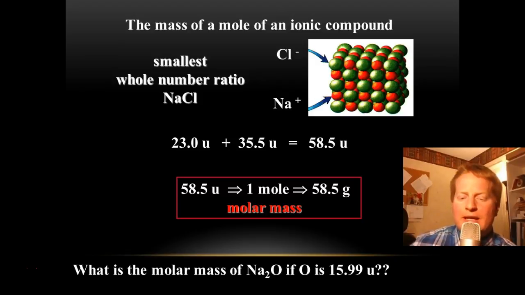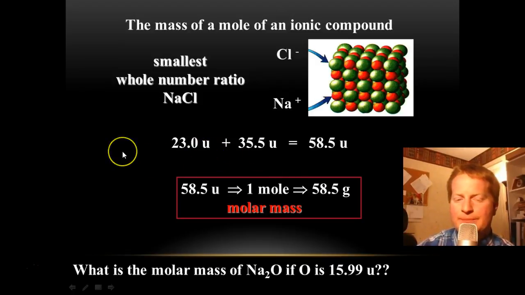What is the molar mass of Na2O if oxygen has a mass of 15.99 U? So what do you think that is? Take a minute to think about it. We have the mass of sodium, which is up here, which is 23. So what would you get for that?